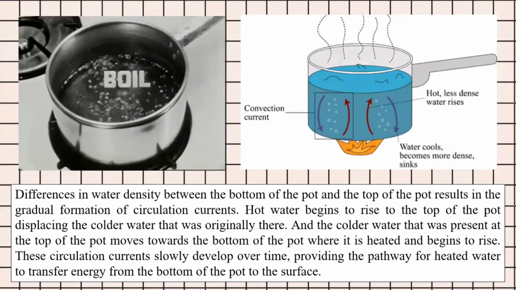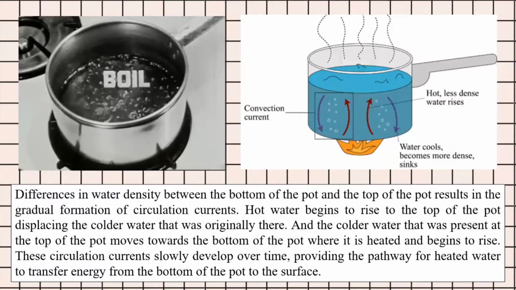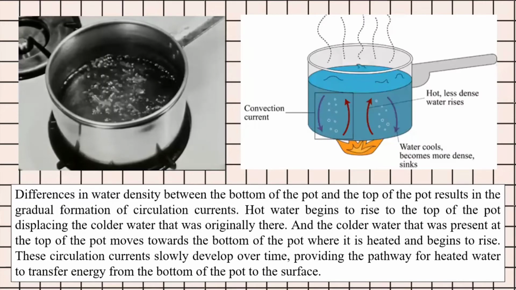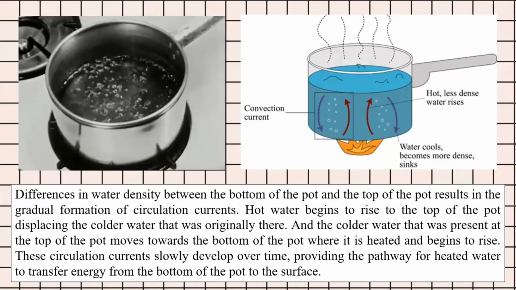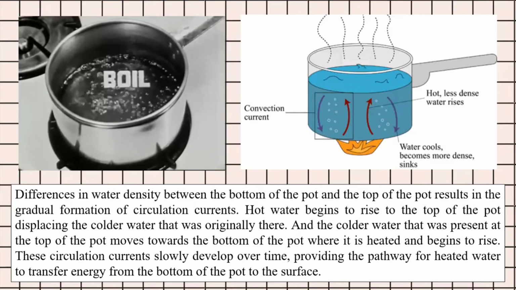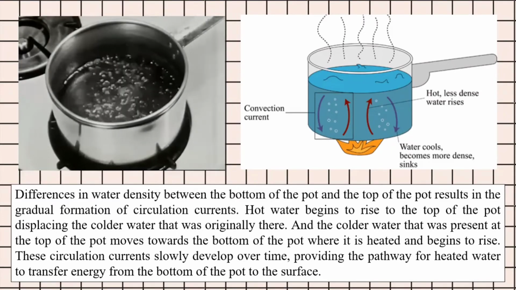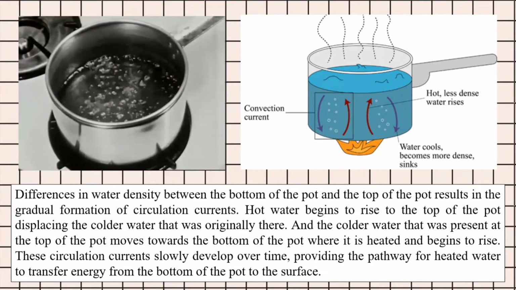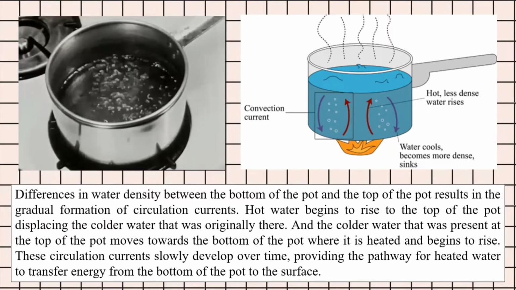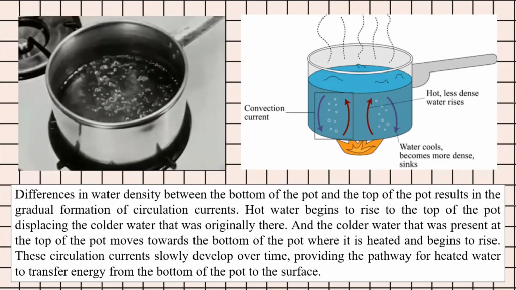Differences in water density between the bottom of the pot and the top of the pot result in the gradual formation of circulation currents. Hot water begins to rise to the top of the pot, displacing the colder water that was originally there. And the colder water that was present at the top of the pot moves toward the bottom of the pot, where it is heated and begins to rise. The circulation currents slowly develop over time, providing the pathway for heated water to transfer energy from the bottom of the pot to the surface.